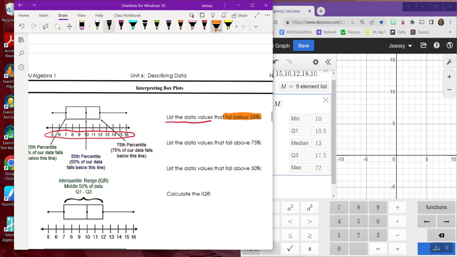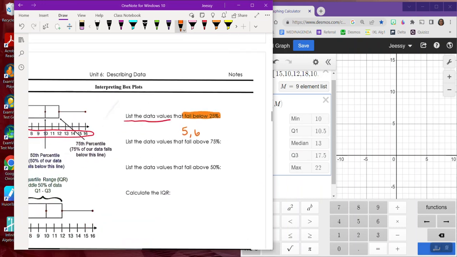Which numbers fall below 25? So for that, you need to know where 25% is. 25% is from here to here, from the min to Q1. So that would be 5 and 6. The next one, it is 11.